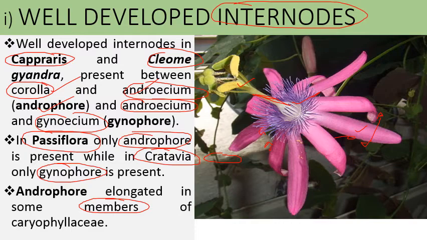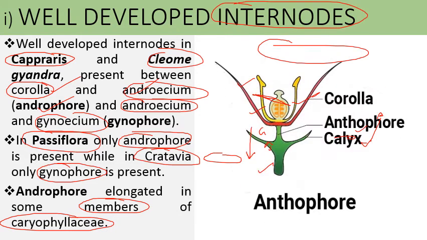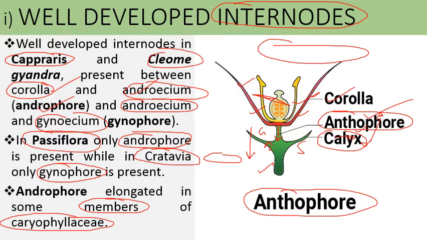Next, androphore is elongated in some members of family Caryophyllaceae. This is the diagram which shows androphore. So androphore is the internode between corolla and androecium. Aur ek aur structure present hota hai jise kaha jata hai anthophore. So ye structure hai internode which is present between sepals and petals. Calyx aur corolla ke beech mein jo internode present hota hai, kaha jata hai anthophore. So these are some terms which are used.